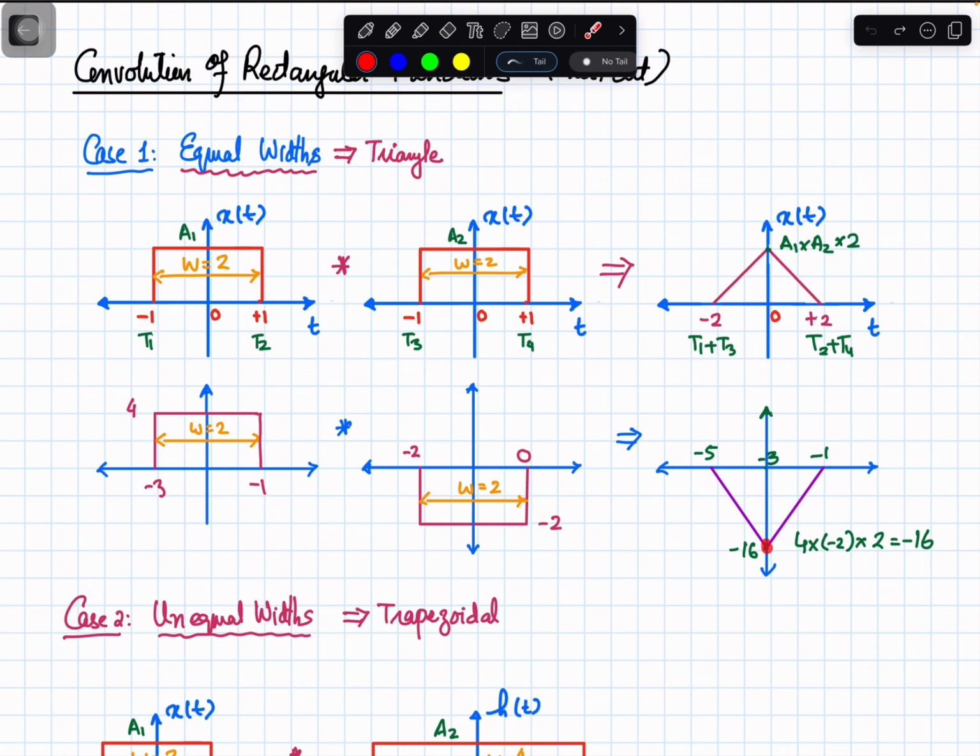Okay, now what will be the magnitude of this one? As we discussed above, over here, that it is equal to the product of the magnitude of these two rectangular functions and then multiply by 2.